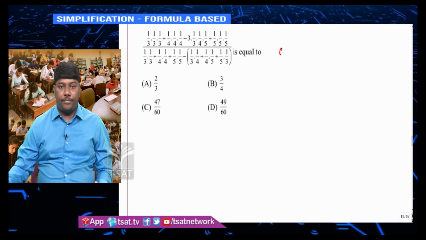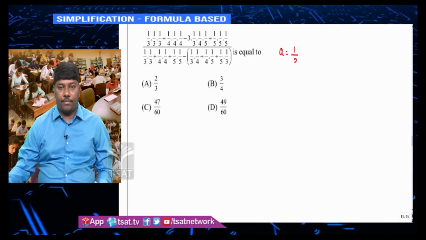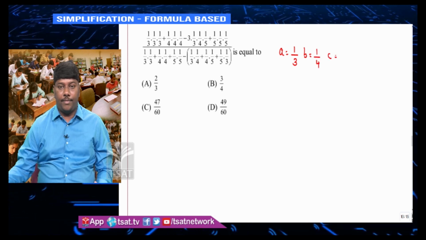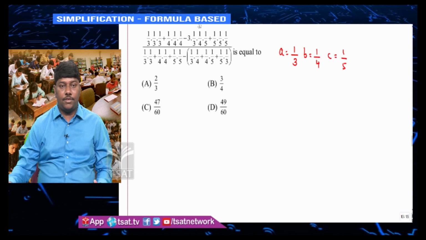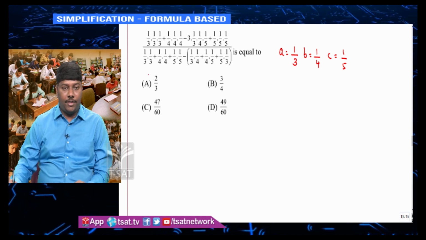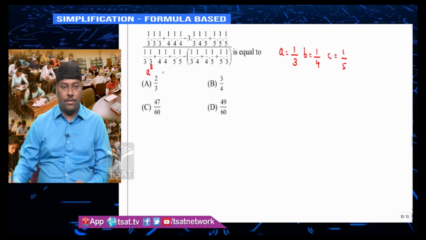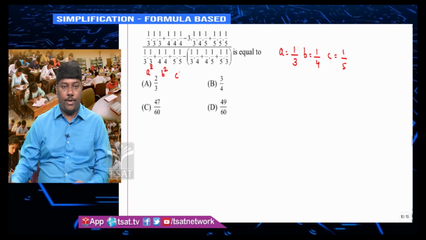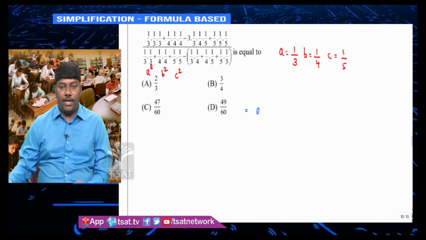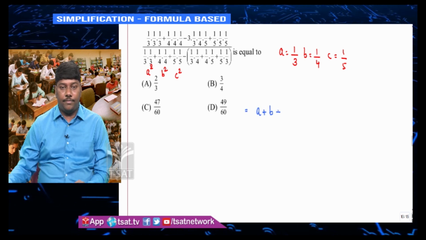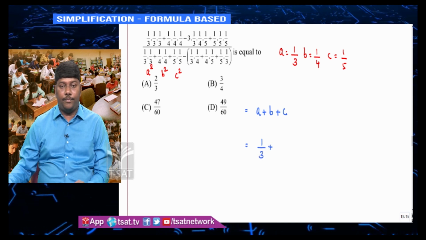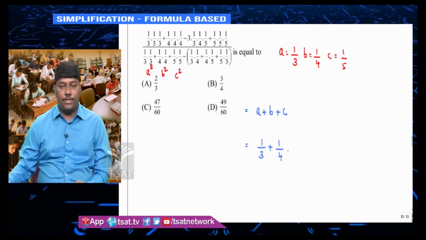1 by 3 is A, your B is 1 by 4, C is 1 by 5. So the numerator becomes A cube plus B cube plus C cube minus 3ABC. In your denominator, this is A square, this is B square, C square, minus AB minus BC minus CA. Therefore, the formula is A plus B plus C. Just now we have discussed. Now, what is A? 1 by 3, B is 1 by 4, C is 1 by 5.